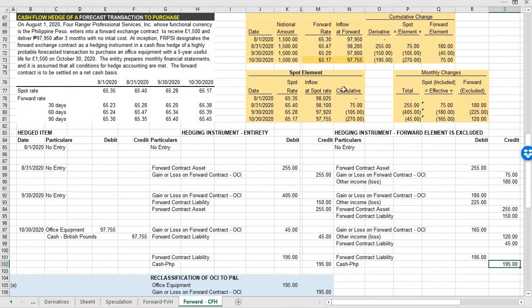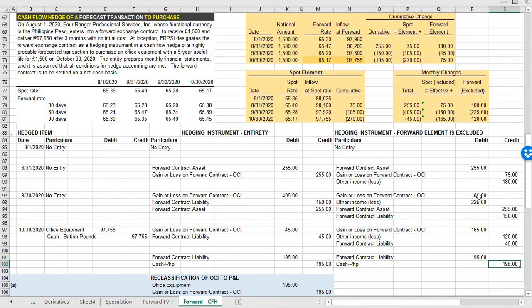Hindi katulad kanina, dito, once na ang hedging instrument ay dinesignate in full, ang nakikita natin sa OCI na account sa statement of financial position ay nakabase dito sa total value ng derivative. Ito yung balanse ng ating OCI, kasi hindi na natin in-split kanina yung spot from forward element. Pero dito, since ang forward element ay hindi kasama, ito lang ang magiging balanse ng ating OCI.